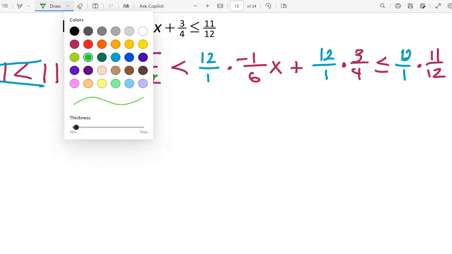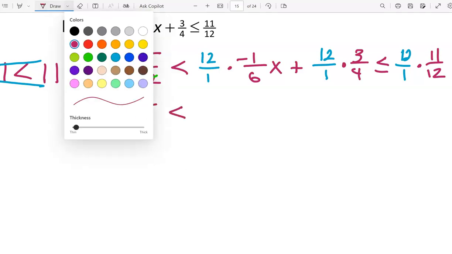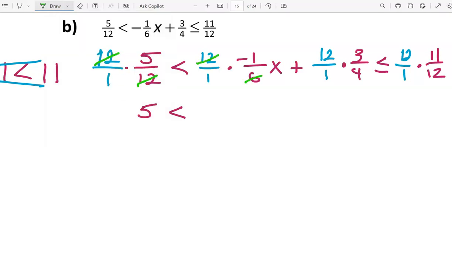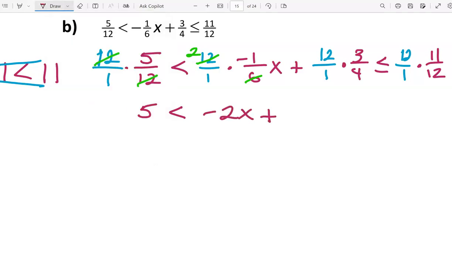That leaves us with a 1 there, and so that's just 5 on that side. And then canceling common factors, 12 and 6 each have a factor of 2. When we cancel that, we're left with a factor of 1. So that leaves us with -2x plus, and 12 and 4 both share a common factor of 4. When we cancel that factor, that leaves us with a factor of 3. So 3 times 3 is 9, is less than or equal to, cancel common factors of 12 on the right side, and that leaves us with 11.